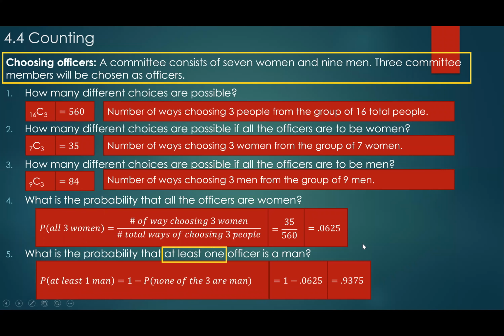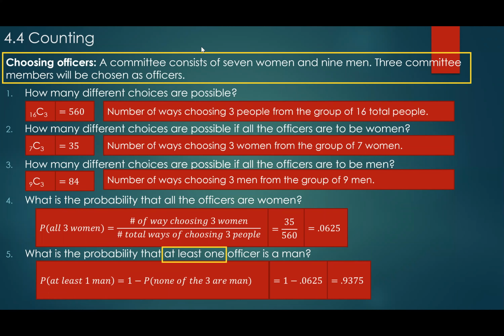In the sense that, again, the worst case is none of the 3 are men. So again, the same idea, none of the 3 are men. I mean, none of the 3 are men is the same as all of them are women. Okay, so it's just a different wording, but it's equivalent, right? But the question is how I find this, at least one of them is a man.